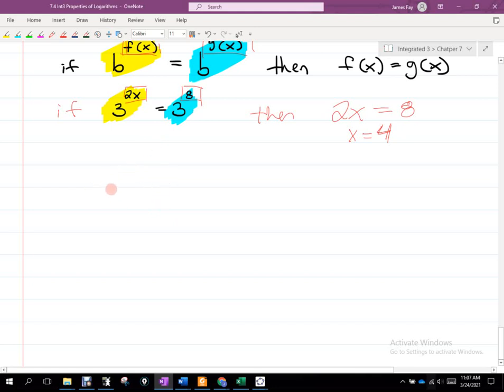So let's just do this one. Let's say we have 2 to the 5x plus 4 equals 2 to the 3x plus 1.